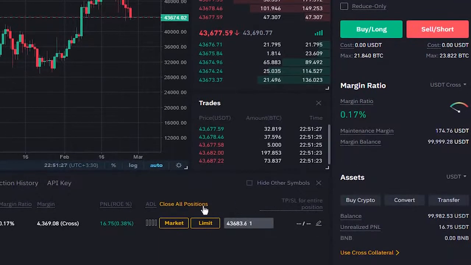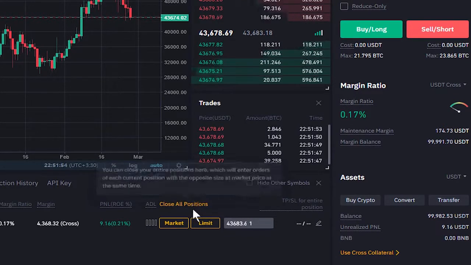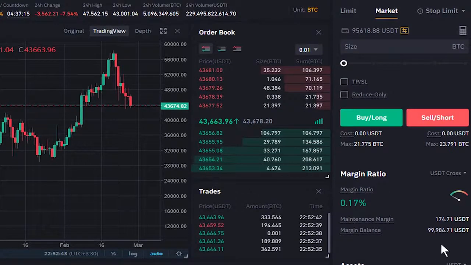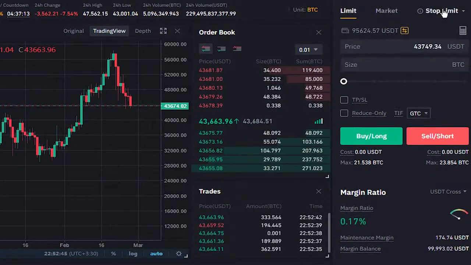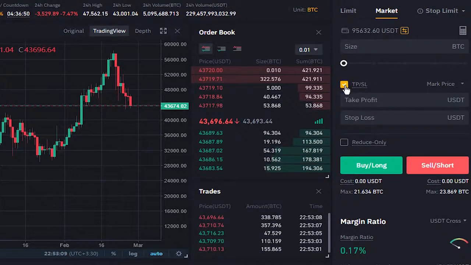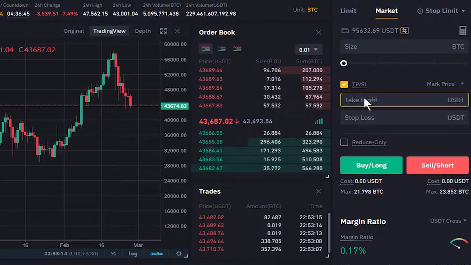Here, if you click on this, all of your open positions will be closed. I will also explain this with an example. Here, you can place a stop loss and take profit order for this position. You can also do this here by limit order and stop limit order, or here when buying the Bitcoin contract. I will explain all of these.